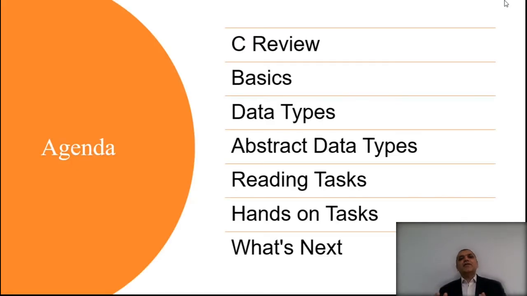Here we go. Our agenda is to discuss C, which is a programming language, and to review the basic things about C which we will be using for data structure. Then we will discuss the different data types and which data types are normally used in data structure. Then we will discuss abstract data types and how they are different from the others. Then we will discuss the reading task, the hands-on task, what is next, and how we will get ready for the next level.